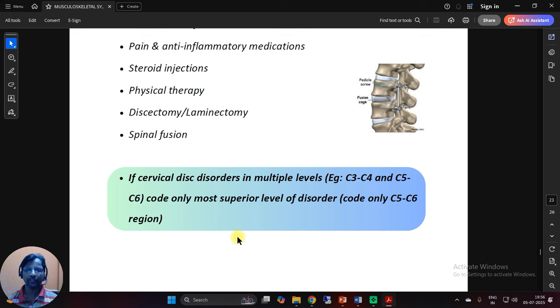If cervical disc disorders are in multiple levels like C3 to C4 and C5 to C6, code only the most superior level of the disorder. So among these C3 to C4, C5 to C6, you need to code the C5 to C6 region only.